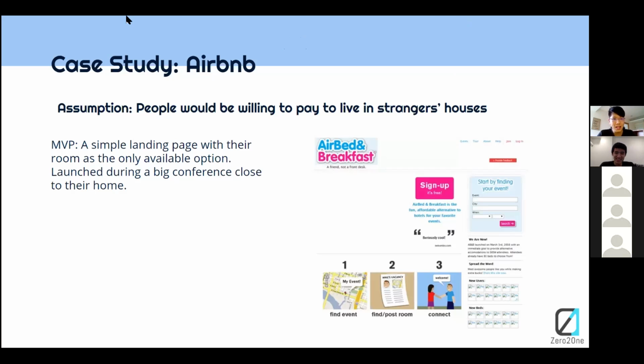They also launched it during a very big conference when no one can find a place to stay, or it's all super expensive. So they wanted to test out whether people will really prioritize having somewhere to stay over their safety a little bit more. So that's what they did: a very simple landing page, launched during a big conference, literally at their home.